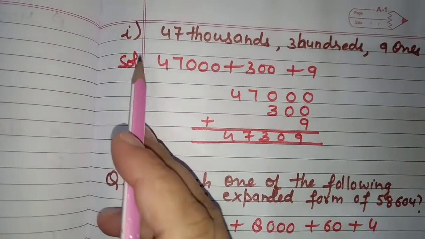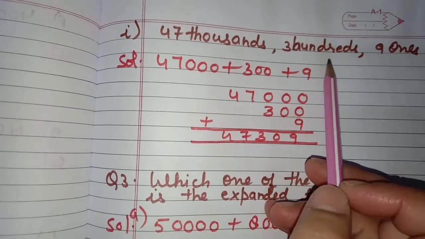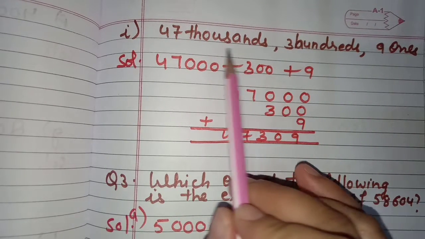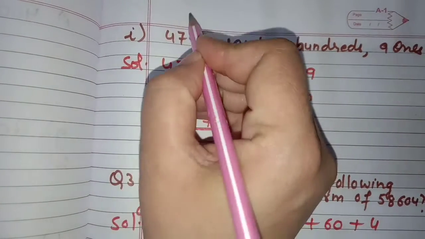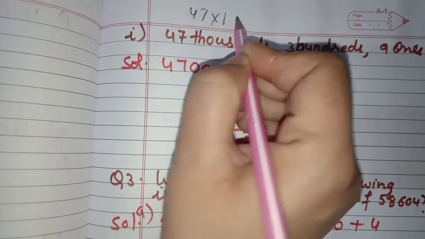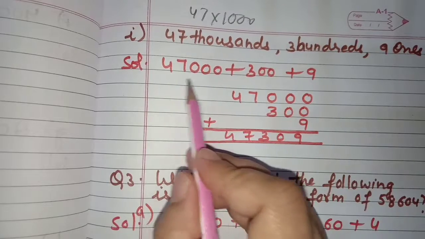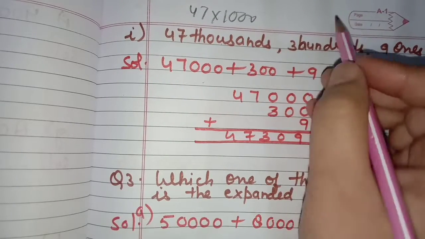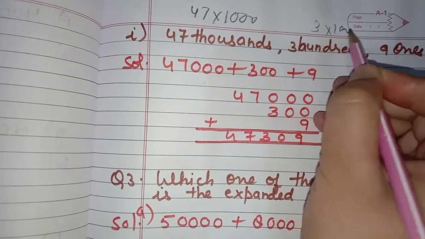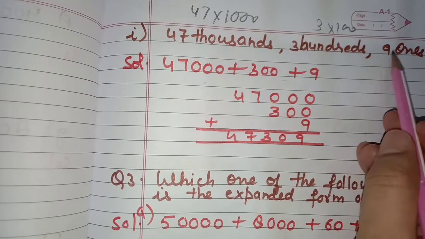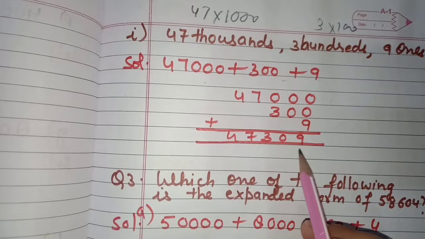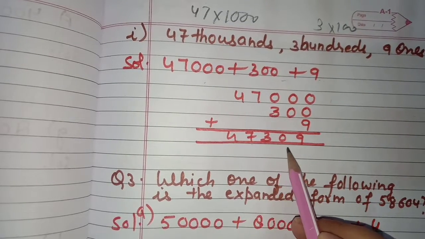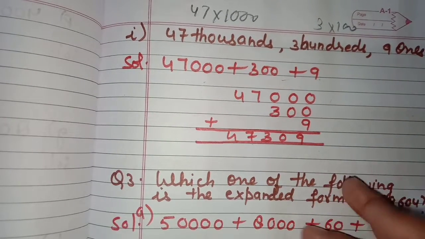Now next is part I. 47,000, 300s, 9 ones. First of all, write its expanded form. 47,000 means 47 multiplied by 1,000. You will get 47,000. 300s means 3 into 100. You will get 300, and 9 ones means 9. Now write them in column form and then add. You will get 47,309 as the short form.